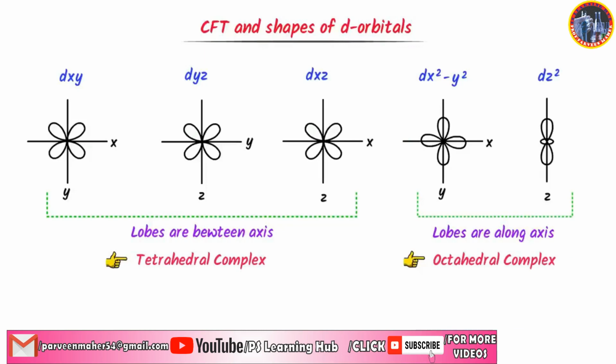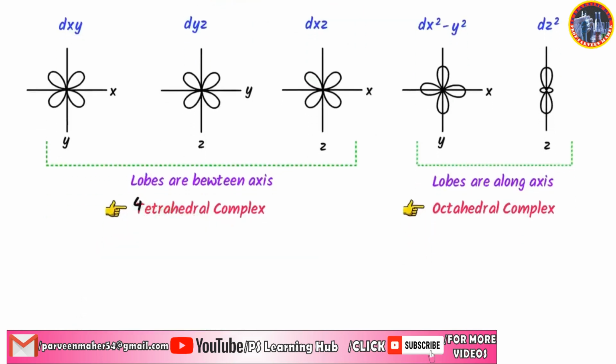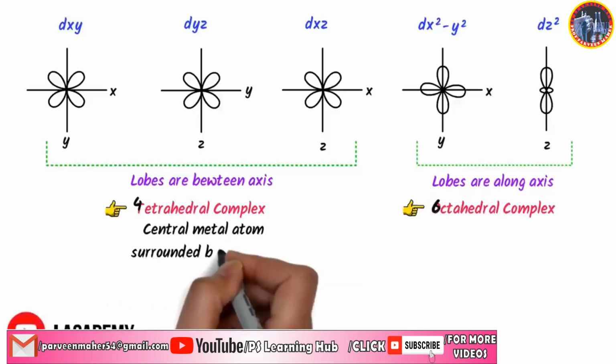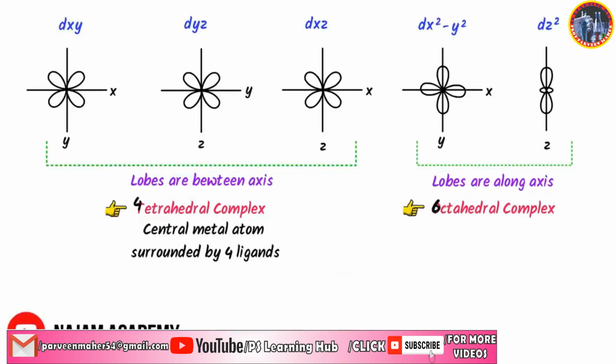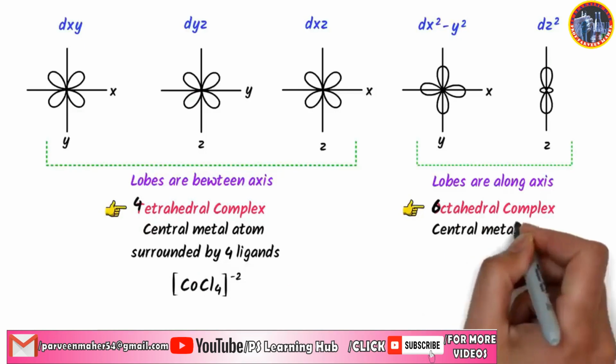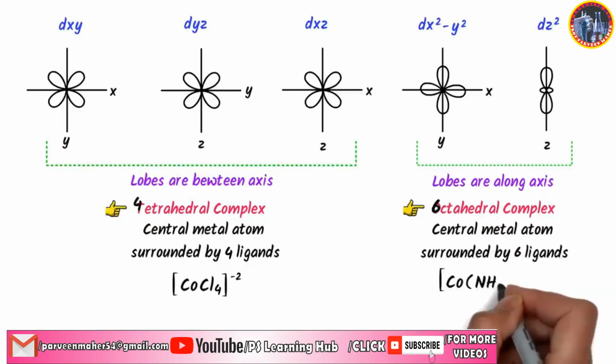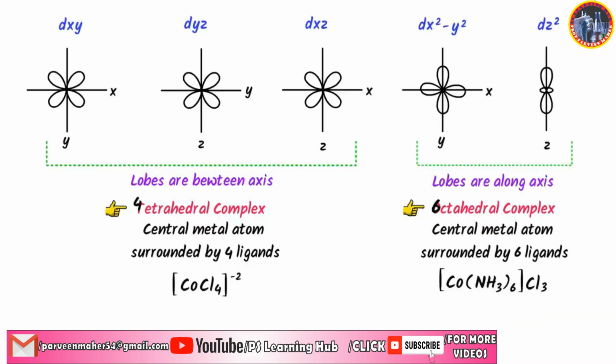Well, the easy trick is, I select this T in tetrahedral and I write it as a 4, while I select O in octahedral and I write it like 6. So in tetrahedral complex, the central metal atom is surrounded by 4 ligands, like CoCl4 2-, while in octahedral complex, the central metal atom is surrounded by 6 ligands, like Co(NH3)6 Cl3.